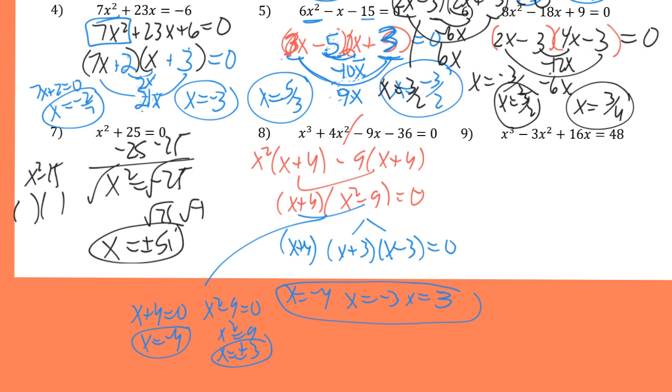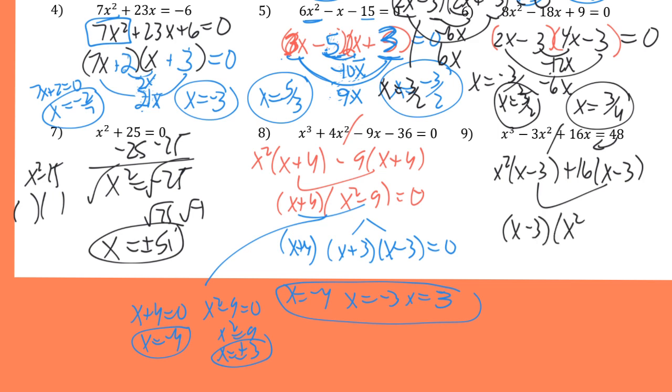Okay, over here, take out the GCF. You're left with x squared times x minus 3. Take out 16. You're left with x minus 3. Again, move the 48 to the side, so it'd be minus 48. And then your common factor is x minus 3. Your other factor is x squared plus 16. Does that factor further? The answer is no. X squared plus 16 does not, because it's the sum of 2 squares.